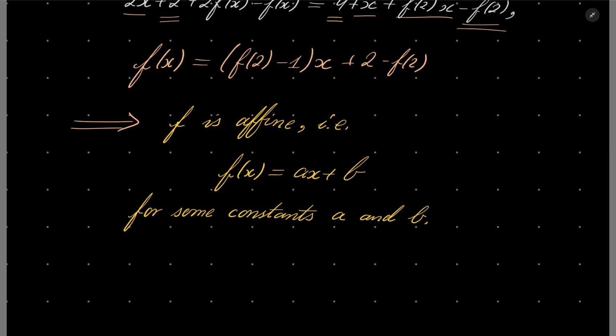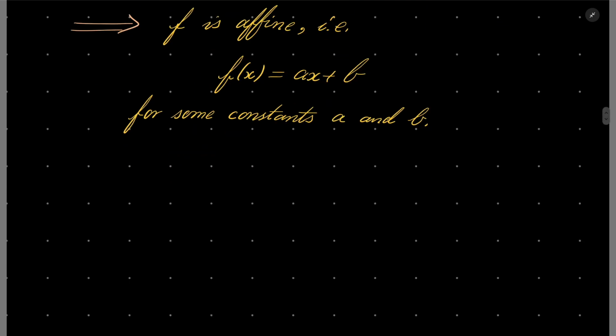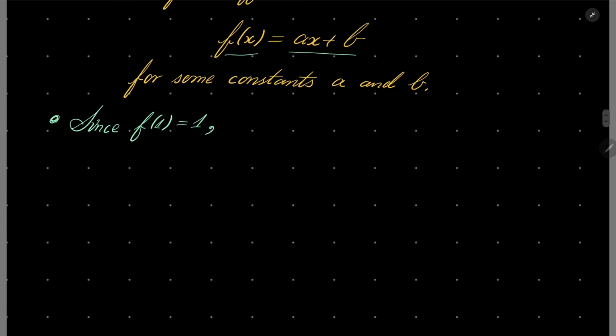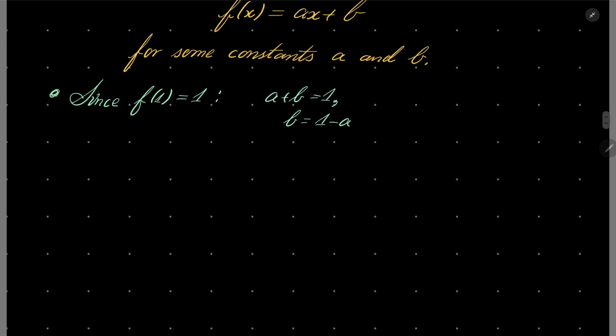We will just find a and b. Well, you can directly plug it in our functional equation, but I wish to do it in a different way. Along the way, we have established that f of 1 is 1. So, since f of 1 is 1, here we have a plus b. So, a plus b equals 1, which means that b equals 1 minus a, which means that our function f of x equals ax minus a plus 1.